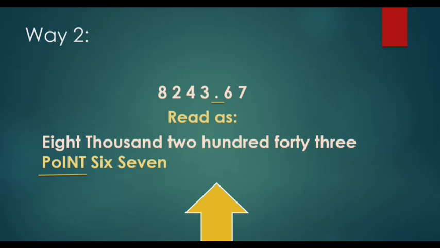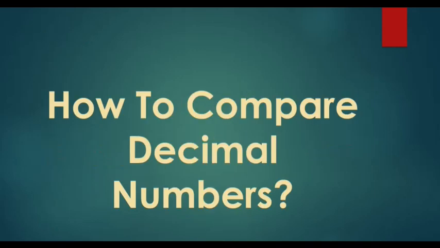So it becomes 8,243 point 67. So the second method is used most commonly. Now, I hope we'll be able to read any decimal number.